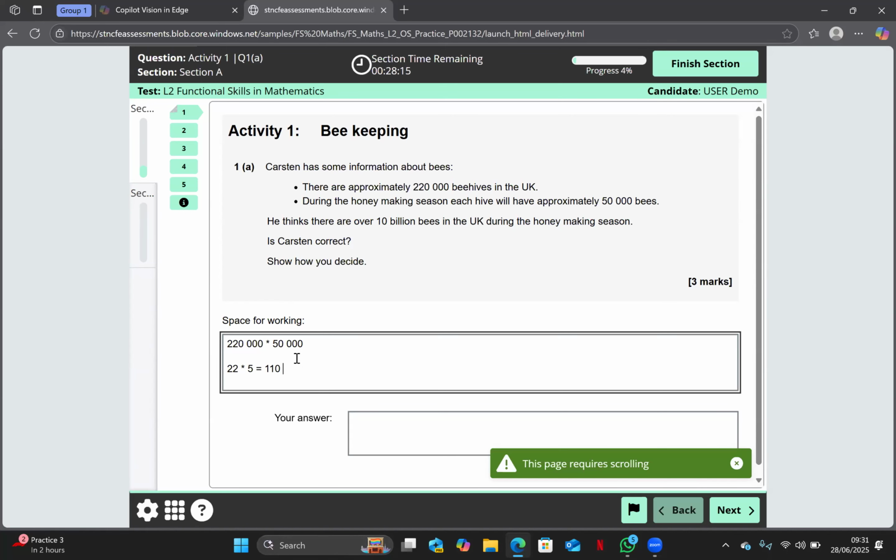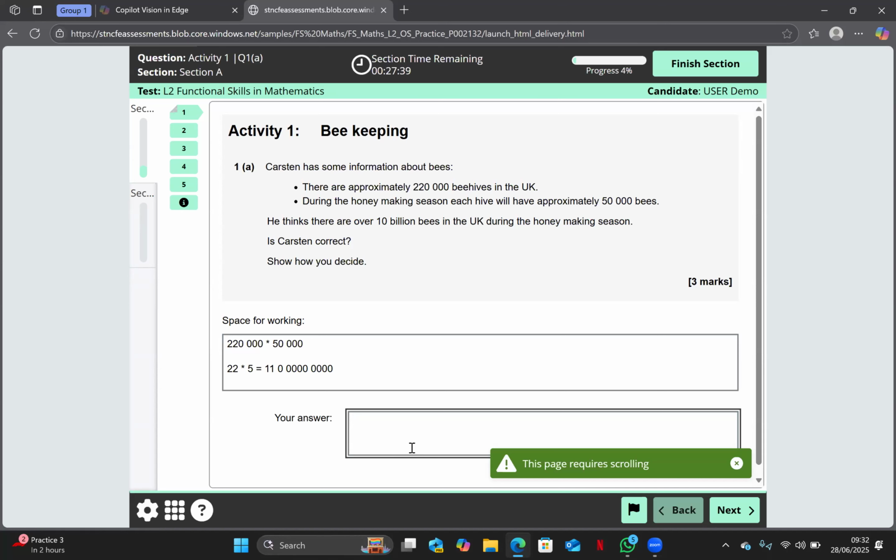So it would be 1, 2, 3, 4, and then 1, 2, 3, 4. So we get 11 billion. Now how many zeros is this? Nine zeros, which is actually over 10 billion. So the answer would be yes, in this case.